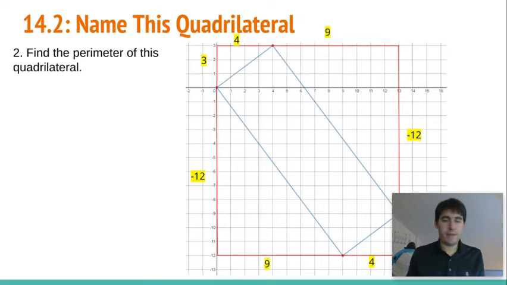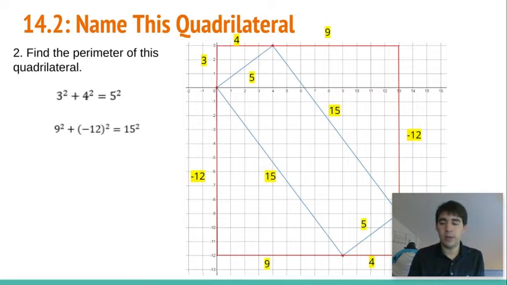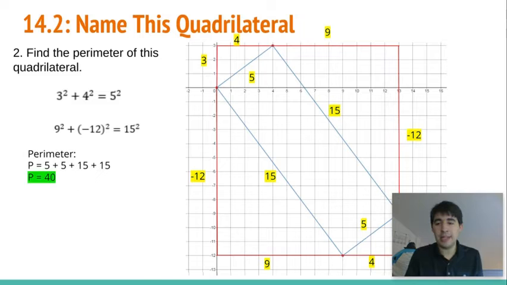Question number 2. Find the perimeter of this quadrilateral. Well, since we already did all of the work in finding the change in y over change in x for all of these sides, it actually becomes a lot easier now to just find the length of each one of these sides. We could simply use the Pythagorean theorem to find that the short sides would have to be a length of 5, and the longer sides would have to be a length of 15. So to find the perimeter, we simply just add all the sides together and get a perimeter of 40.